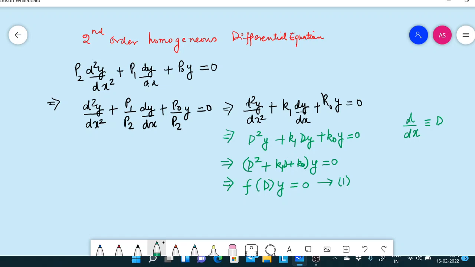And equation number 1 is called the auxiliary equation if we put f of D equal to 0. From equation 1 it is very evident that y cannot be equal to 0, so f of D will be equal to 0, and that equation is called the auxiliary equation. So from the same equation it follows f of D is equal to 0, and this is called the auxiliary equation.